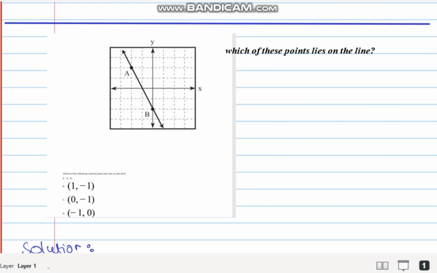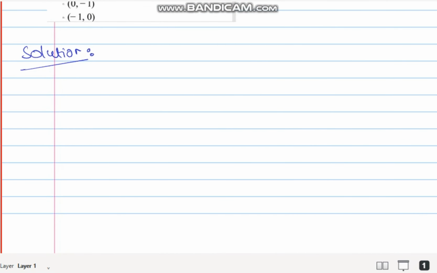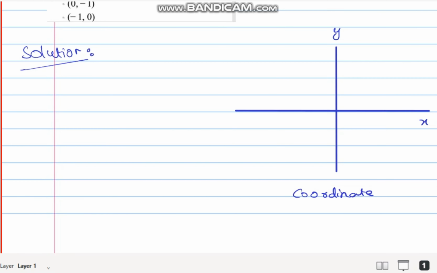The question is that we are given a graph. This is the graph of a line which is shown to you. First of all, let me redraw this graph. How to redraw the graph? First, I will draw the y-axis. I told you always, dear students, the vertical line is always the y-axis. This is the y-axis, this is the x-axis. This is called the coordinate plane. I told you in the previous lecture, the coordinate plane.